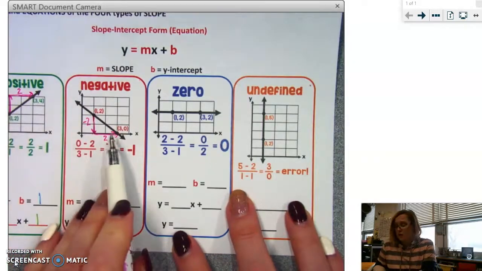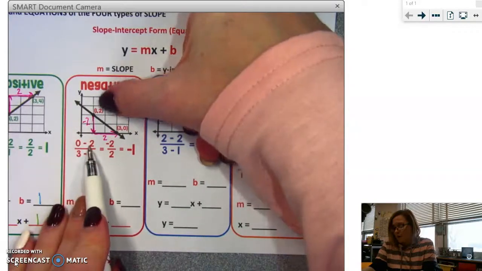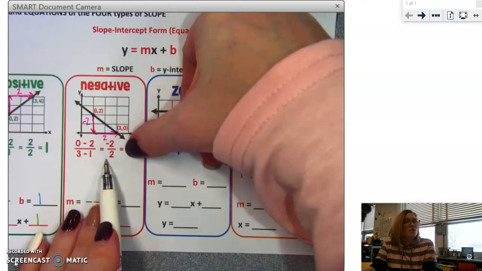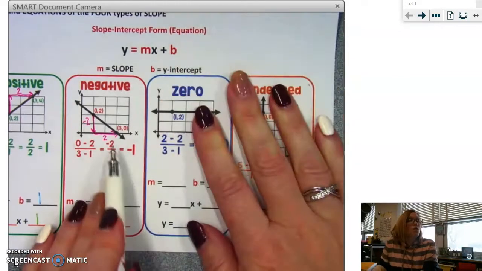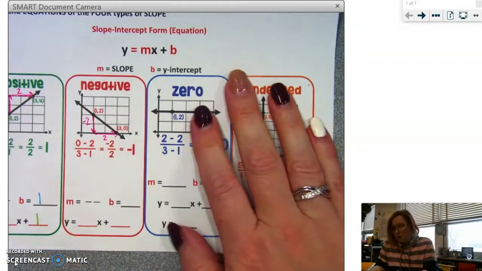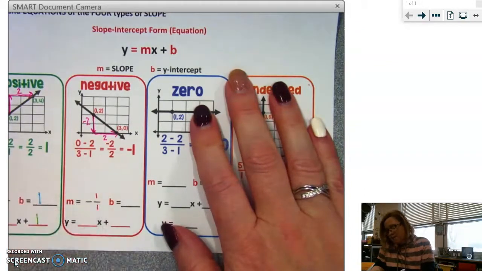I could also use the points. I could have went 0 minus 2 and 3 minus 1, and that would have given me -2 over 2, which simplifies to -1, because one of these should be negative in order to keep a negative slope. So my slope here is -1 over 1.